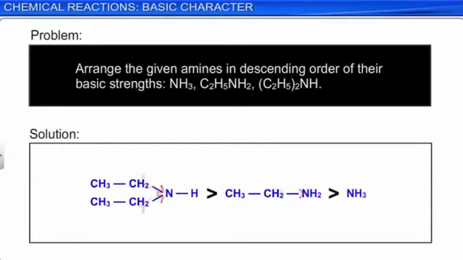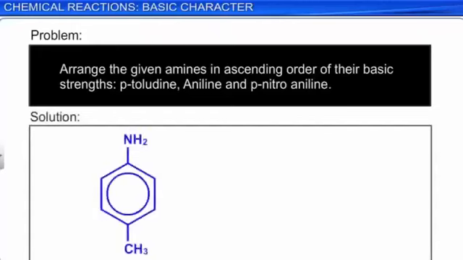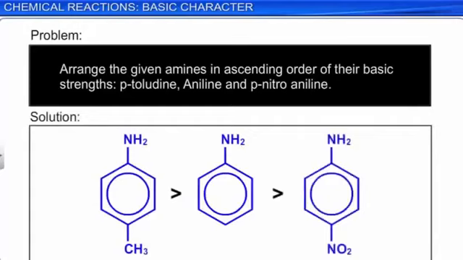Here's another problem. Arrange the given amines in ascending order of their basic strengths. Try to work out the answer yourself before checking the solution. The order of the basic strengths of these amines is: p-toluidine is greater than aniline is greater than p-nitroaniline. Here, NO2 has a minus I effect and is thus less basic than aniline, while the methyl group has a plus I effect and is therefore more basic than aniline.